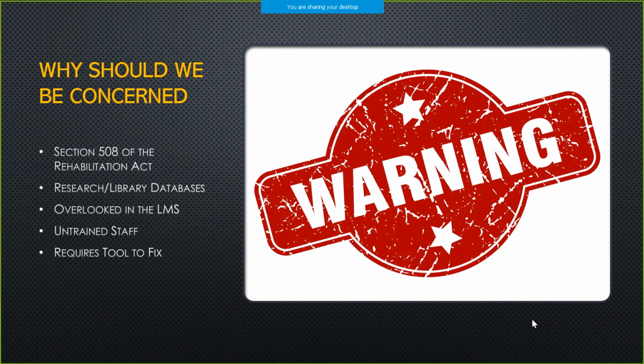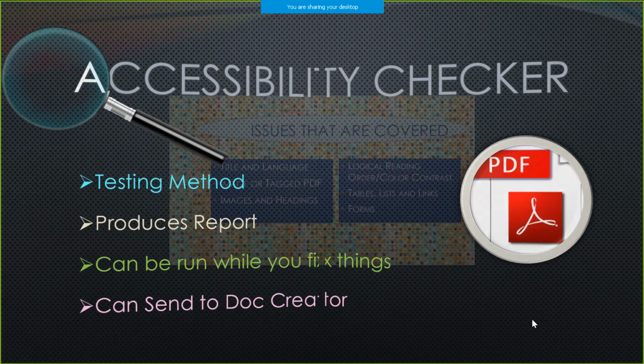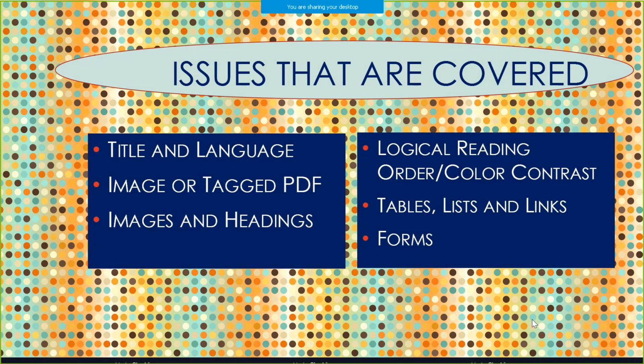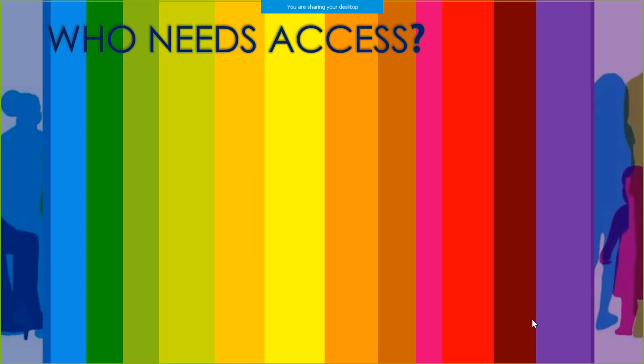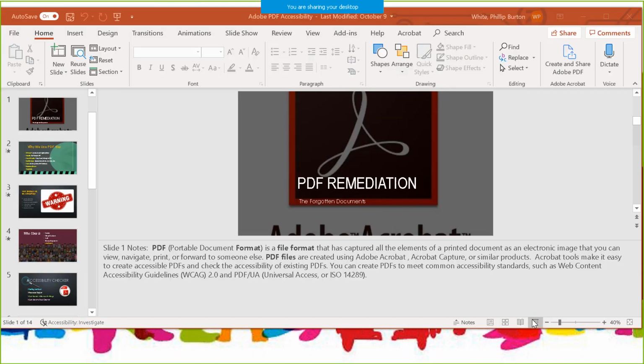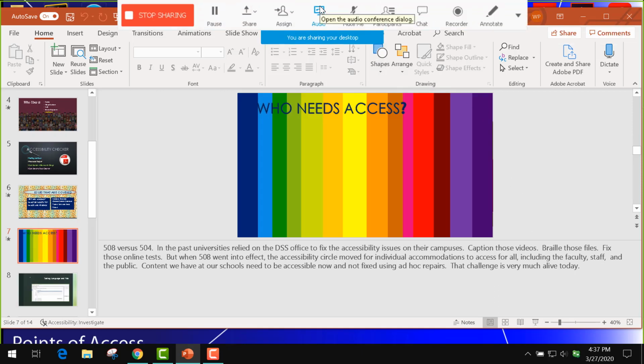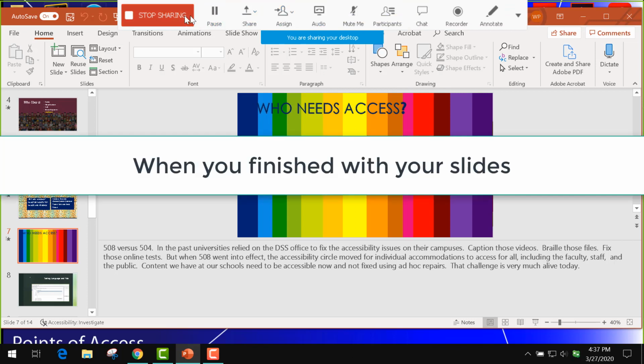So you can go through your slide series by pressing the space bar or the mouse button, and the slides will animate. When you're finished, you can press escape. And then when you go up here to the top, it says you're sharing your desktop, you just click stop sharing.